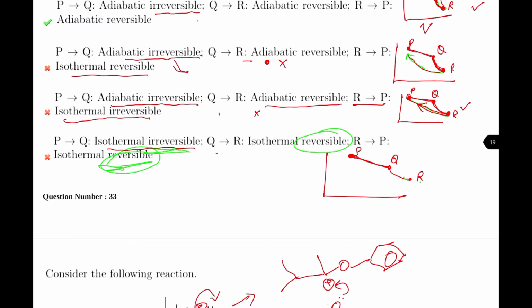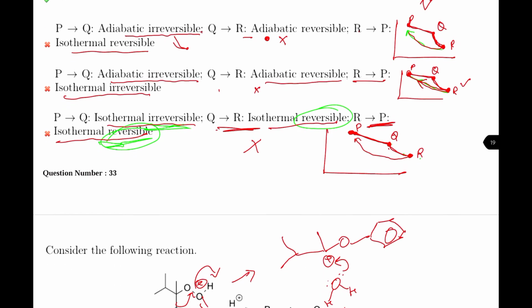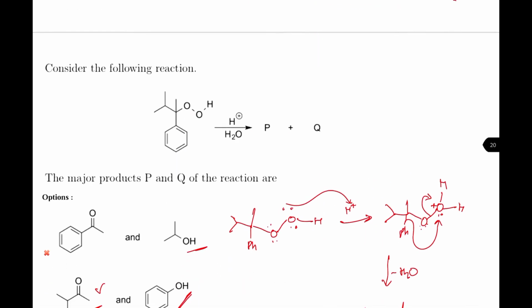Last option, P2Q is isothermal irreversible. So straight line P2Q, fine. Q2R isothermal reversible. So we'll draw a curve Q2R. Now from R to P isothermal reversible. So definitely from R to P you can go back on the isothermal reversible curve, which will also make a cyclic process. Therefore this option is also wrong. So this question seemed very difficult, but actually it is very easy if you have your fundamentals clear. Let us go to the next question.